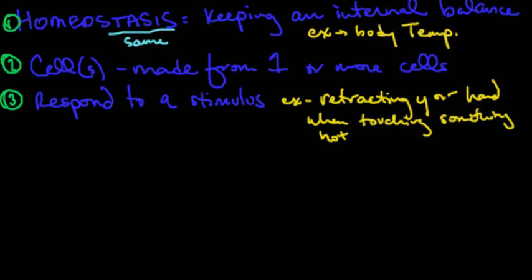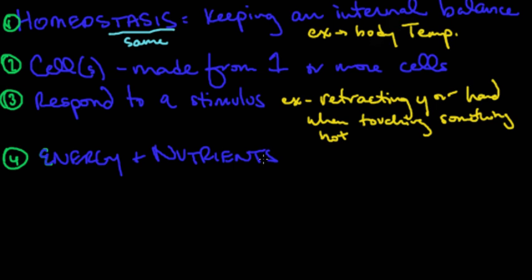Okay. The next one, 4, is that all living things use energy and nutrients. So in other words, we all use energy. We have to eat something or make that to survive. All living things, not just humans, all living things have adaptations.